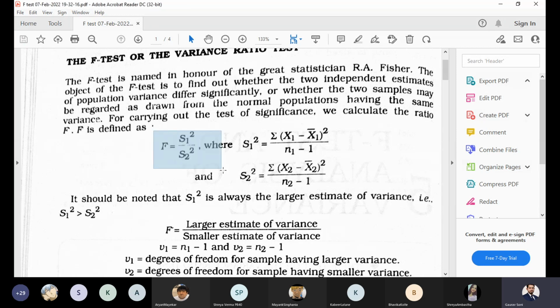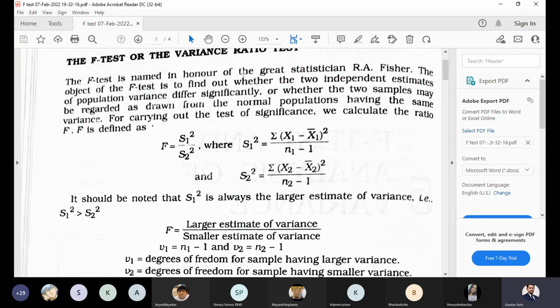So this formula is going to be used. Okay. So the object of the F test is to find out whether the two independent estimates of population variance differ significantly. Okay. So we have first data, we have the second data. In both of them there is some variance, for the first one there is some variance, for the second one, and using this test I can check whether there is a huge difference in the variance of the two data.